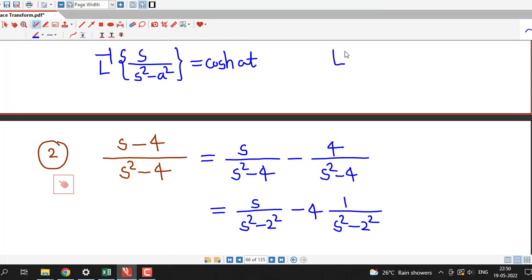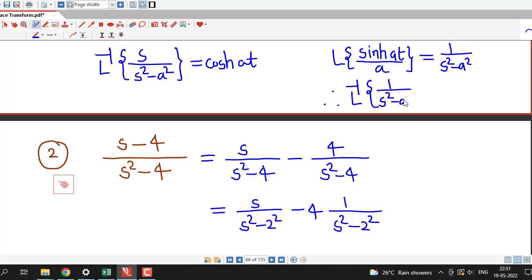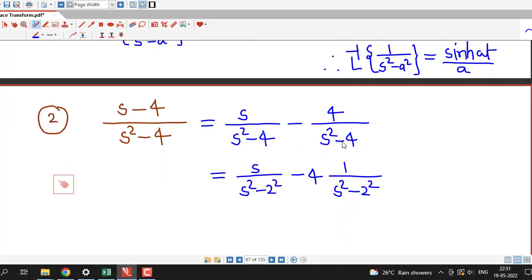And if we have 1 over s square minus a square form, then we recall that Laplace transform of sin hyperbolic at divided by a is 1 divided by s square minus a square. Therefore, L inverse of 1 divided by s square minus a square will be equal to sin hyperbolic at divided by a. So this second function is in this form with a equal to 2.